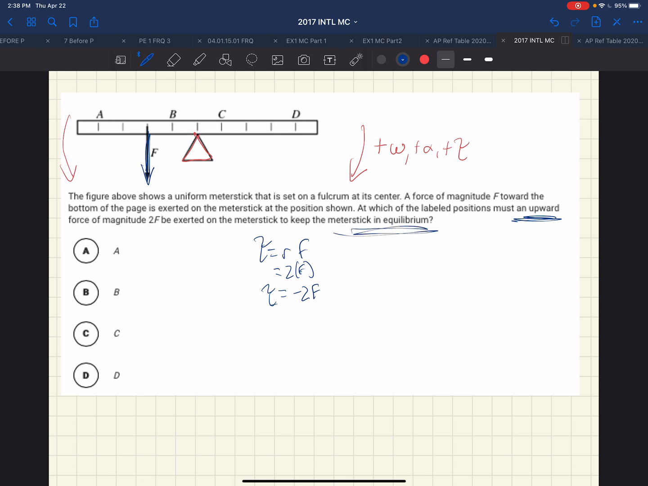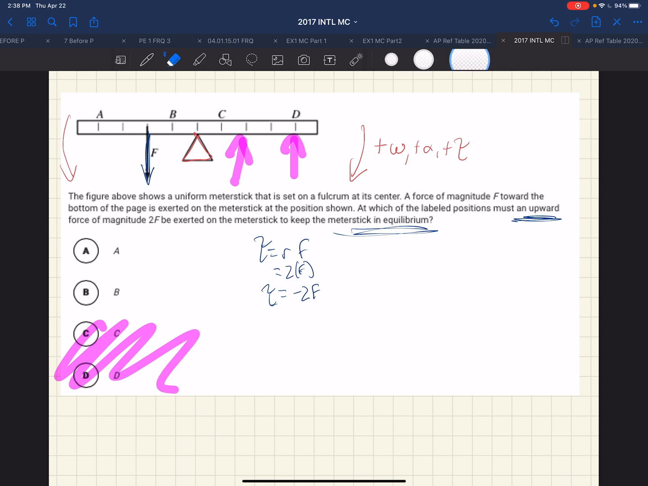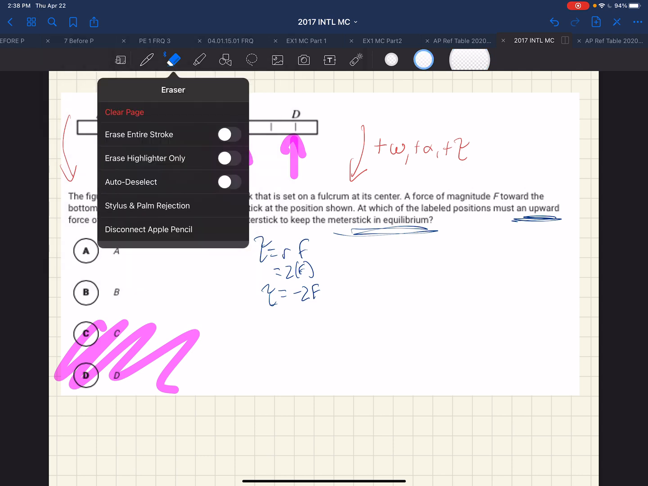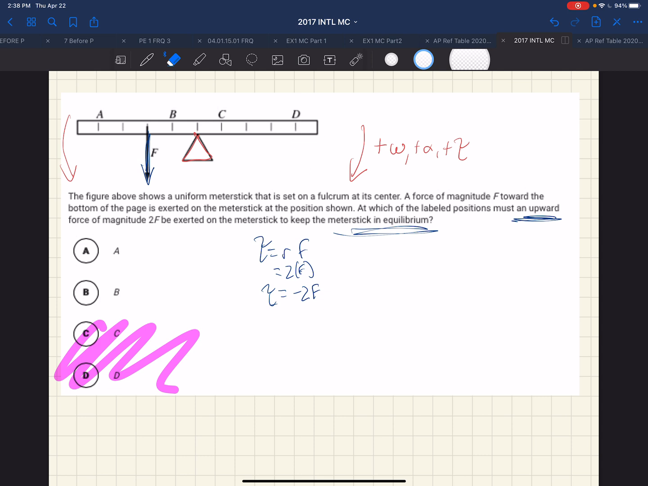So let's just first determine, where does this force have to be? Upward. Where would you put an upward force? Well, if we put an upward force anywhere on this side, it would enhance it. It wouldn't be in equilibrium. So it can't be C or D. It can be neither of those, because upward forces in that direction would enhance the effect of F on the other side. So we're down to 50-50 just by knowing that.